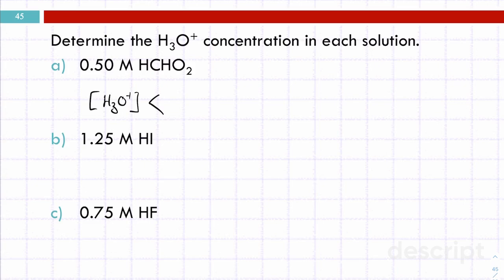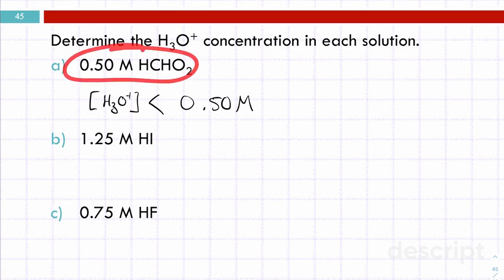The other one was less than 1 because it was starting with 1 molar. Yes, less than 0.50. Because it's a weak acid, it only partially ionizes, so you're only going to get some of whatever the initial acid concentration is. That's because this is a weak acid.